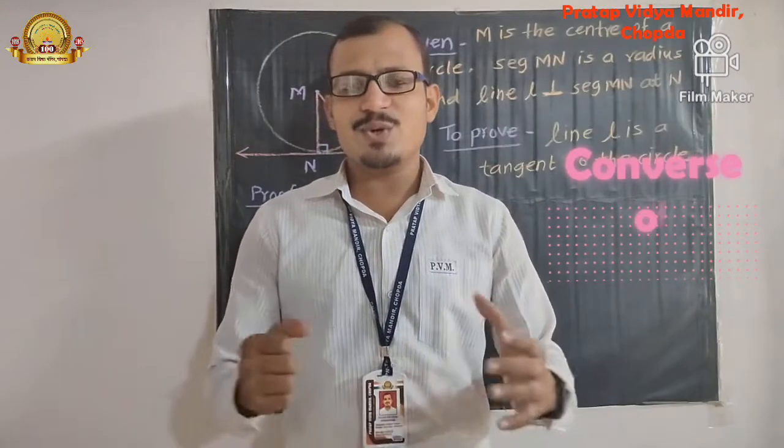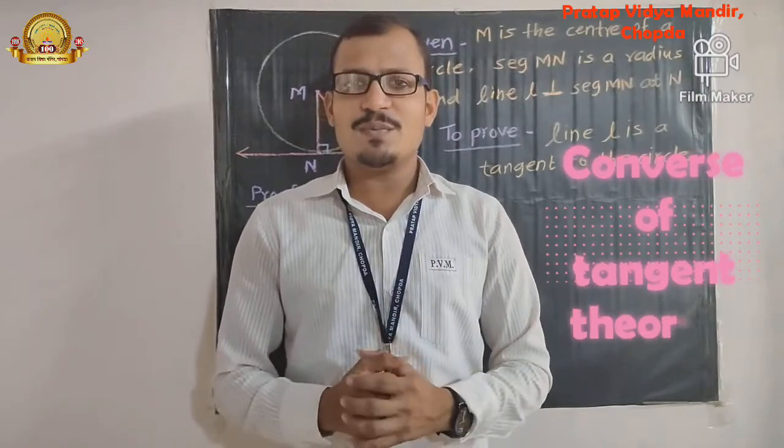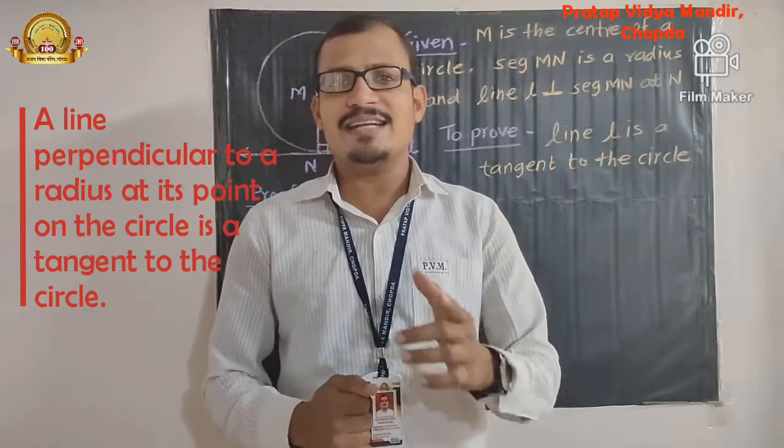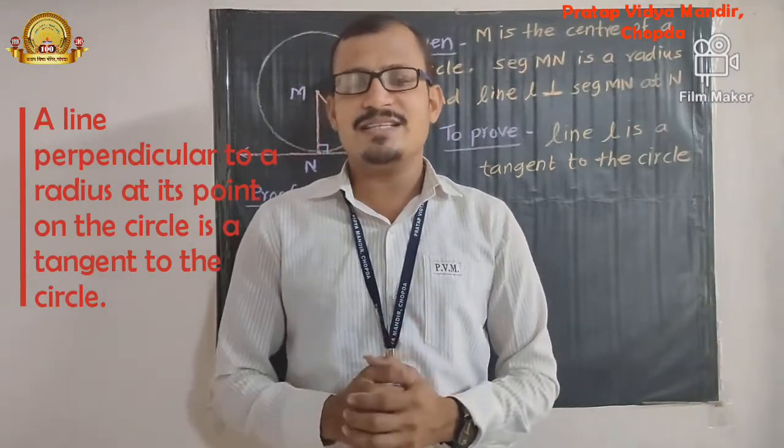Then our next theorem is converse of tangent theorem. What is converse of tangent theorem? Friends, a line perpendicular to a radius at its point on the circle is a tangent to the circle.